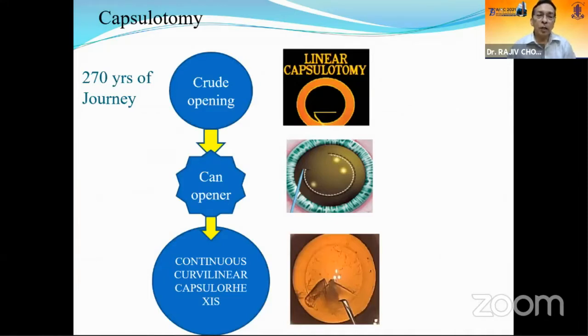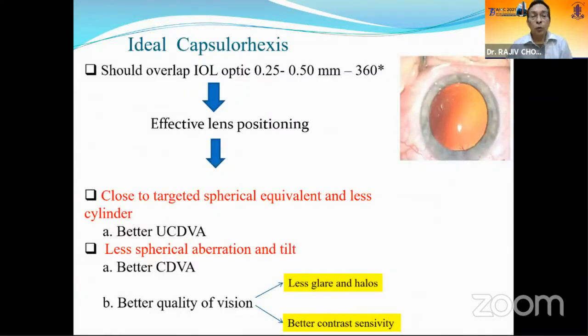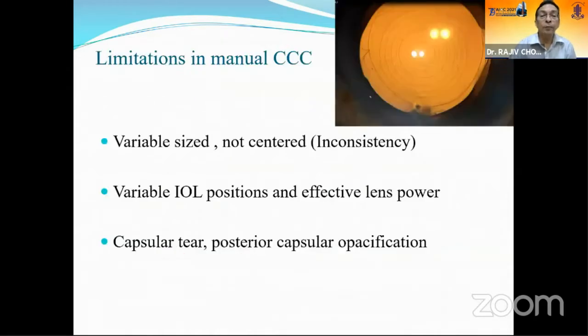As we know, in the 20-year journey of capsulotomy, there was the crude opening, then the cystotome opener, then continuous curvilinear capsulorhexis. The ideal capsular size should overlap the IOL optic by 0.25 to 0.5 mm, 360 degrees. This gives effective lens positioning, close to target spherical equivalent and less cylinder, a better uncorrected distance visual acuity, less spherical aberration and tilt, and better quality of vision, with less glare, less halo, and better contrast sensitivity.